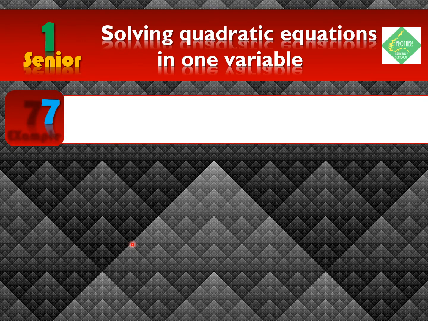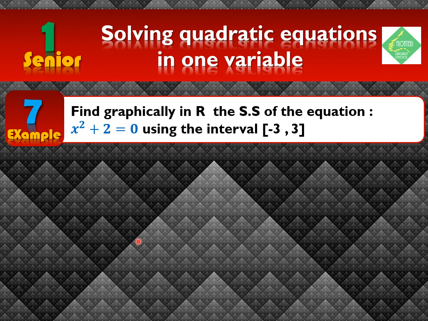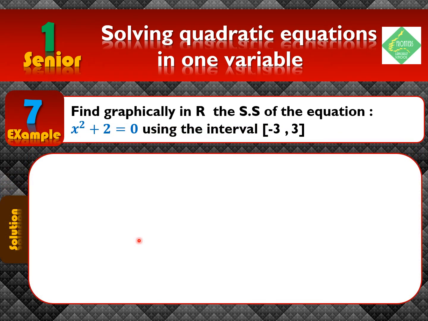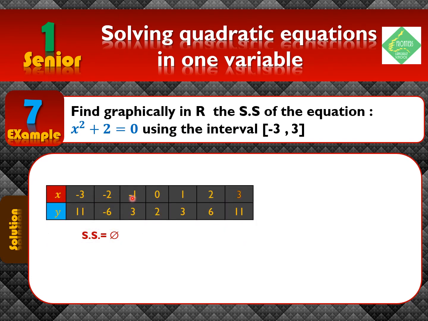Example 7. Find graphically in R the solution set of the equation x squared plus 2 using the interval -3 and 3. You are going to make a table. The points are -3, -2, -1, 0, 1, 2, 3 because you are enclosed in this interval. You have definite points. Substitute with -3 you will get 11. Substitute with -2 you will get 6. Substitute with -1 you will get 3 and 0, 2, 1, 3, 2 and 6 and 3 and 11.